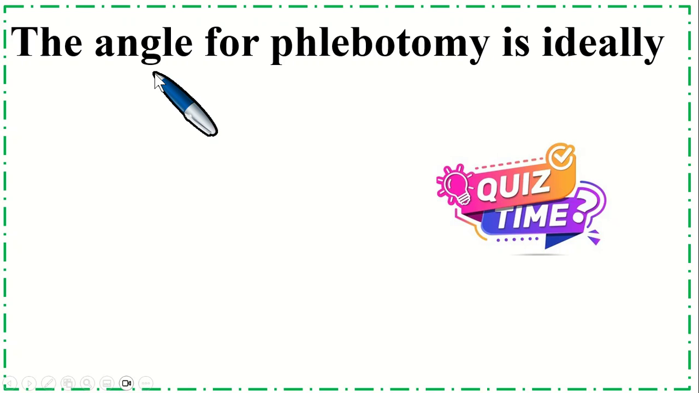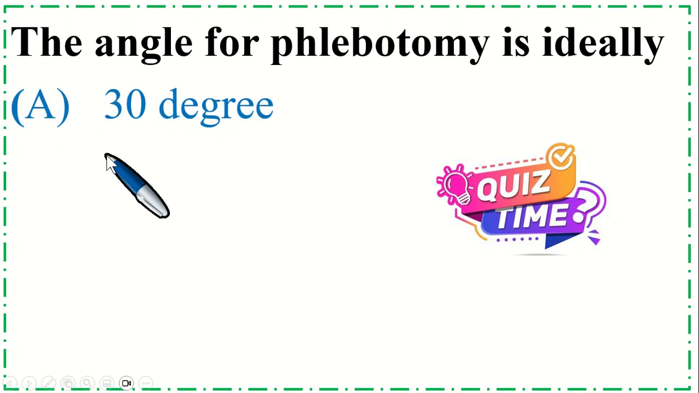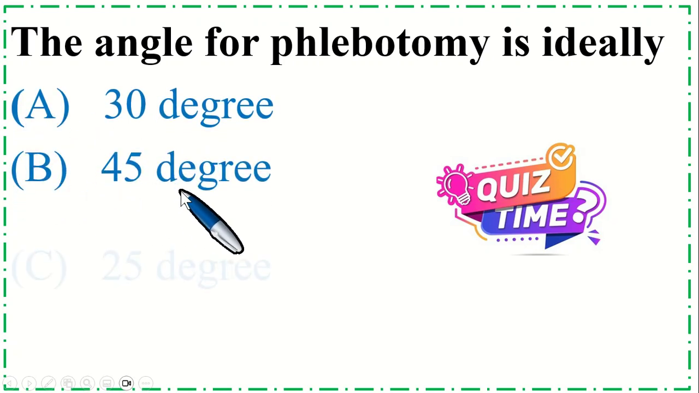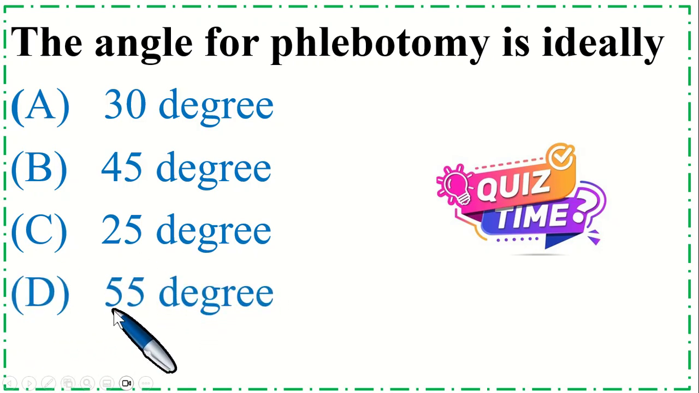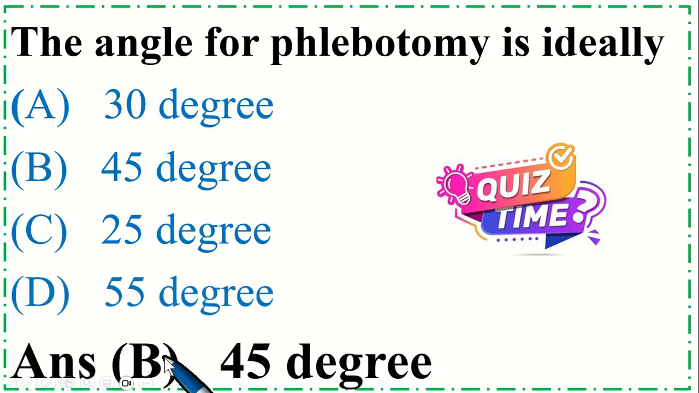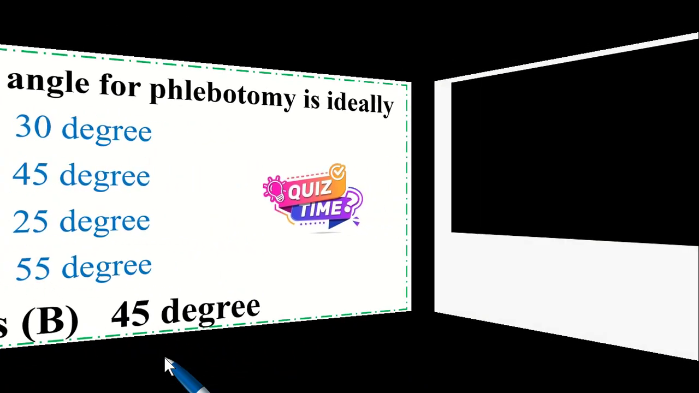The angle for phlebotomy is ideally option A 30 degree, B 45 degree, C 25 degree, and option D 55 degree. So the correct option is B 45 degree.